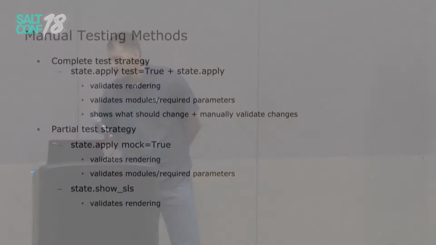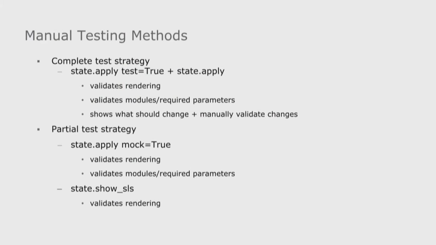What I'd like to call a complete test strategy, where you use state.apply with test=true to make sure that the state's going to do what you're expecting it to do from a rendering perspective, and then actually applying it and manually checking it. And the second type of test strategy, I kind of call a partial test strategy, which is using mock and/or just show_sls to basically just test rendering and keyword arguments, that sort of thing.